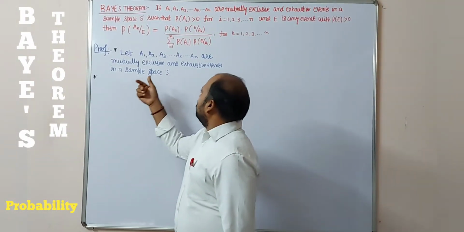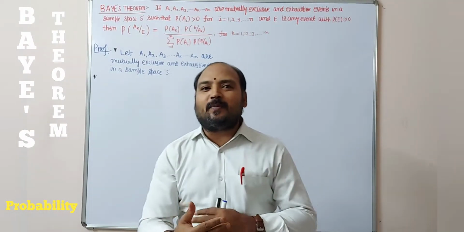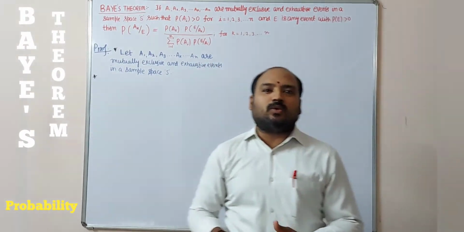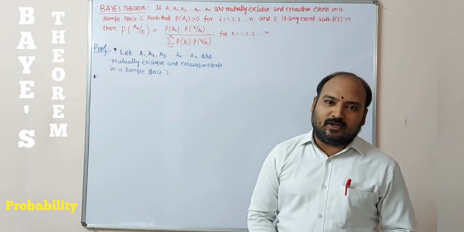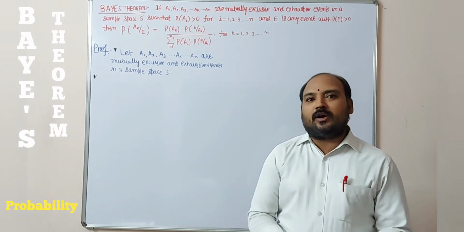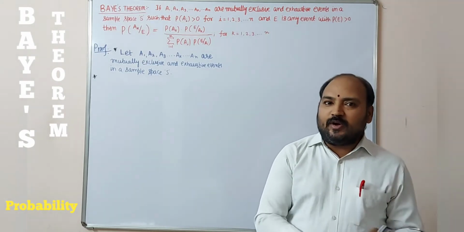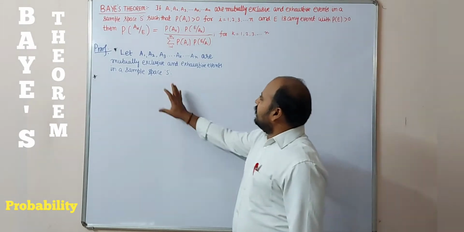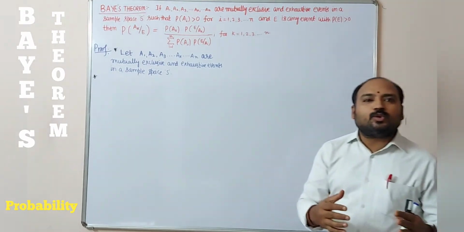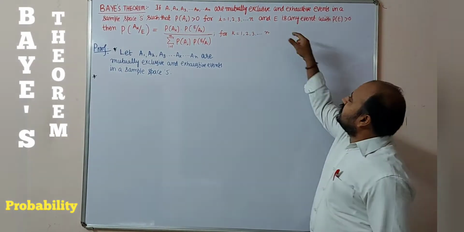What is mutually exclusive, exhaustive? I already discussed in the previous videos. Please go through the playlist, dear students. Those who are watching this channel for the first time, please do subscribe and go to the previous videos and get the information. Now, after assuming this, we have to assume one more event in the sample space.